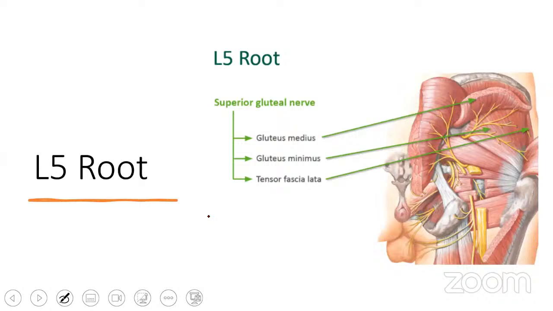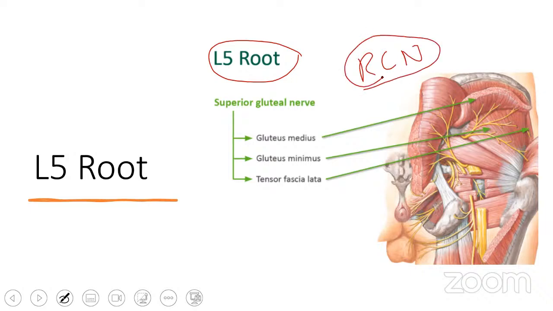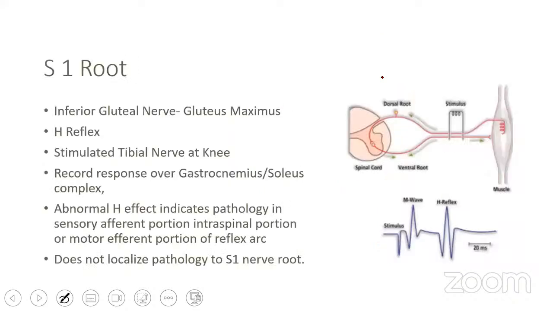Let's look at the nerve roots and the superior gluteal nerve, that is the L5 root, which supplies the gluteus medius and tensor fasciae latae. And if you ask the person to abduct the thigh, that is the L5 root. The superior gluteal nerve is called a root collateral nerve because its origin is at the roots. And the inferior gluteal nerve supplies the gluteus maximus, which also comes from the S1 root, and these two are called root collateral nerves.